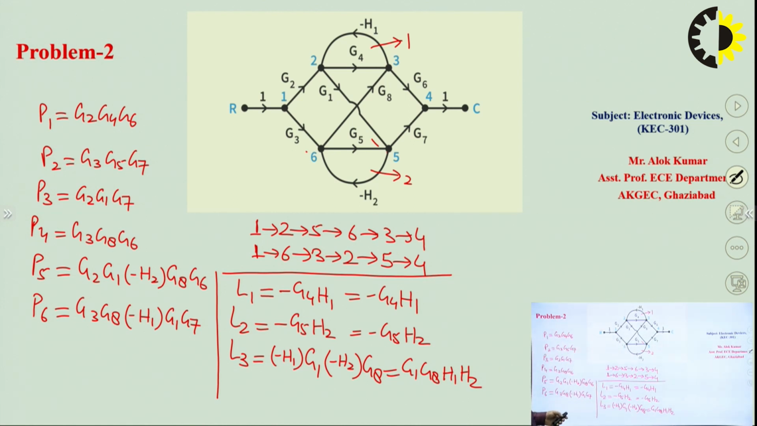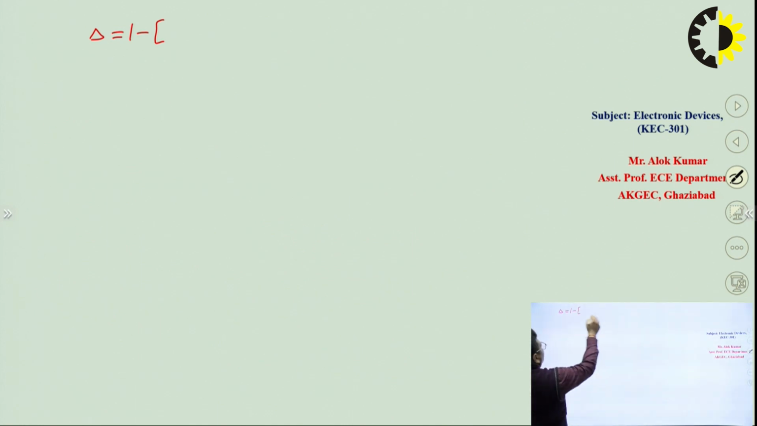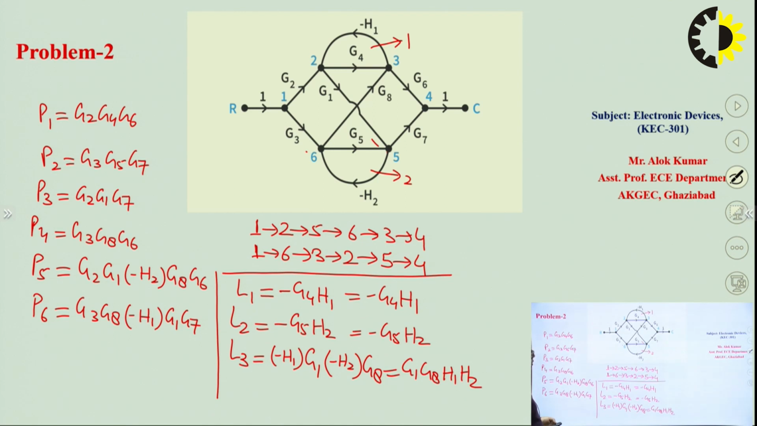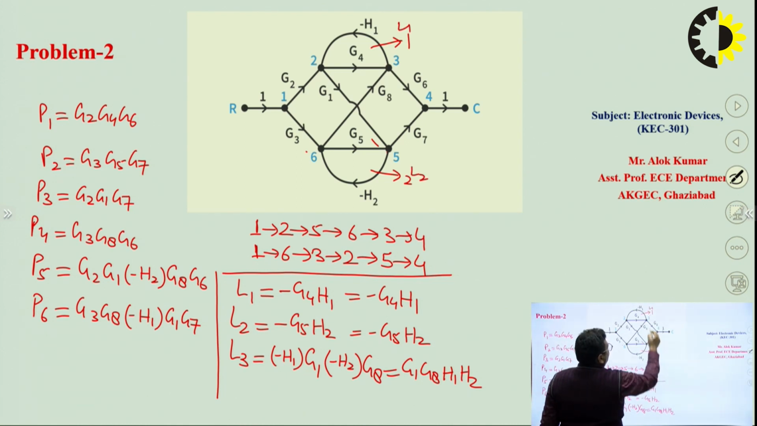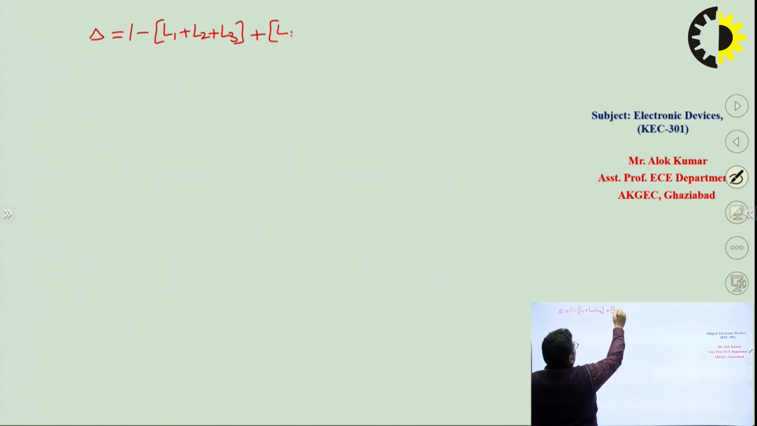So here it should be L1 plus L2 plus L3, then plus the sum of gain products of two non-touching loops. So we have to find how many loops are non-touching here. We can see this is L1 and this one is L2, these two loops are non-touching in this case. So here we can write L1 into L2.